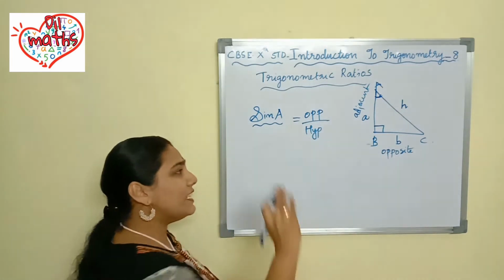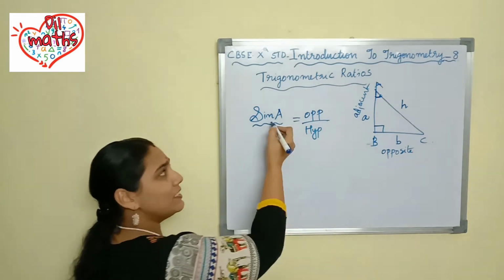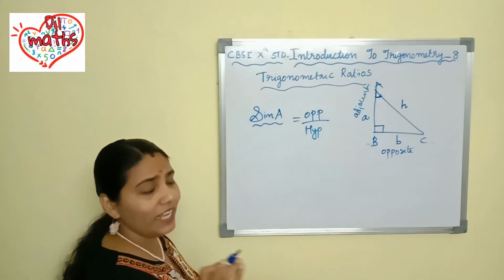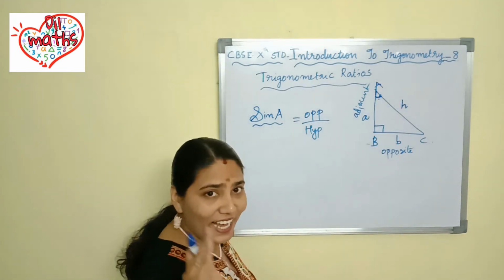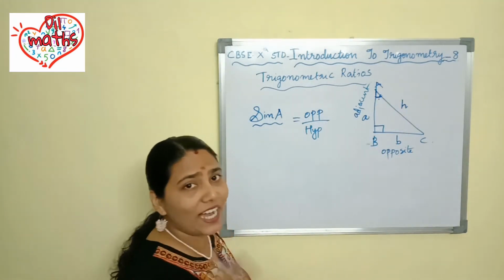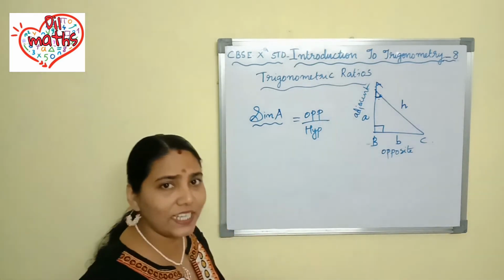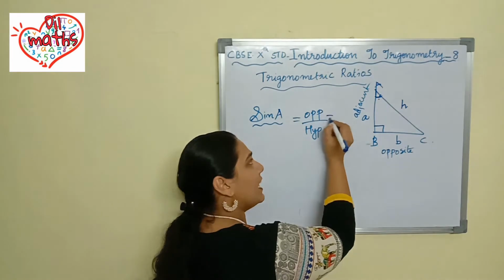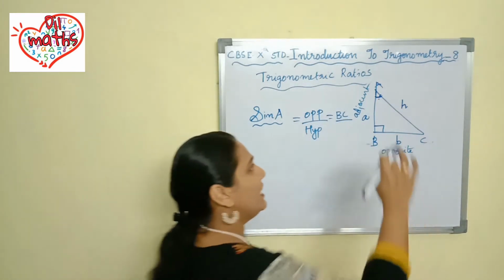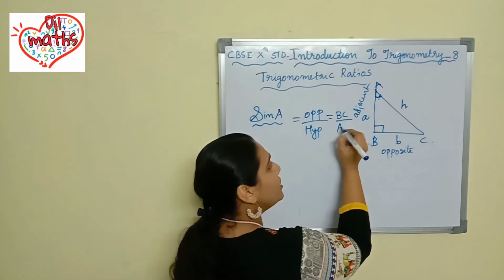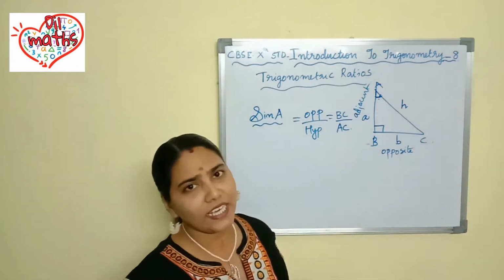Okay, so in this triangle ABC, which one is the opposite side? With respect to A, we are considering the angle A. Which one is the opposite side? BC is the opposite side. And what is the hypotenuse here? AC is the hypotenuse. So what is the ratio we got? Sine A is equal to BC by AC.